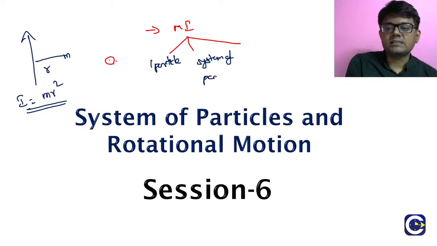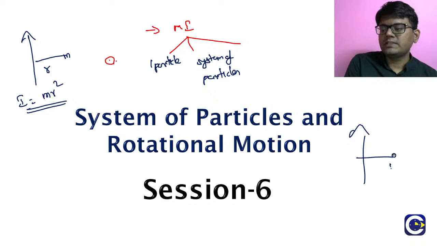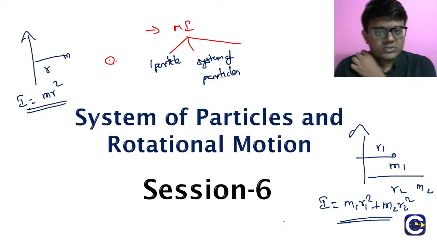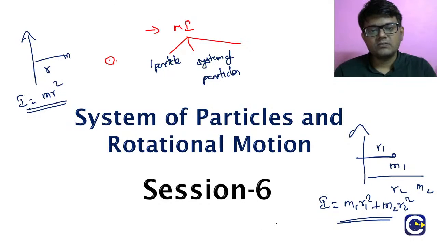If we have a system of particles, it is a countable number. So we look at each and every particle. M1 is at distance r1, M2 is at distance r2. Then the moment of inertia will be M1 r1 square plus M2 r2 square. Like scalar quantities, we can just add it.